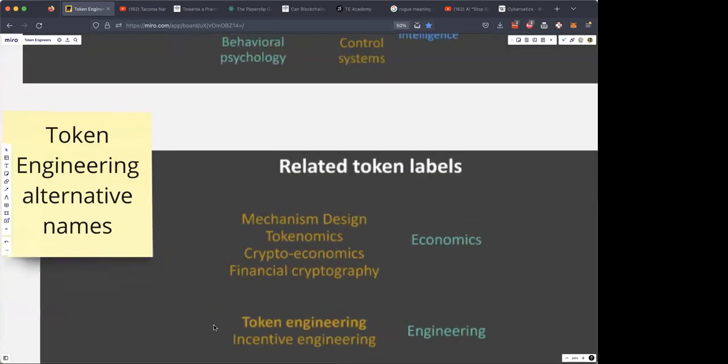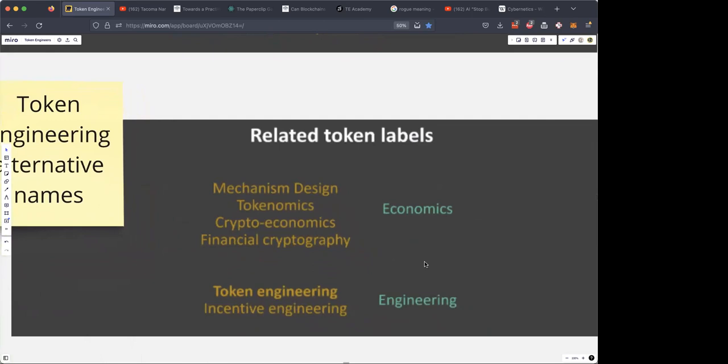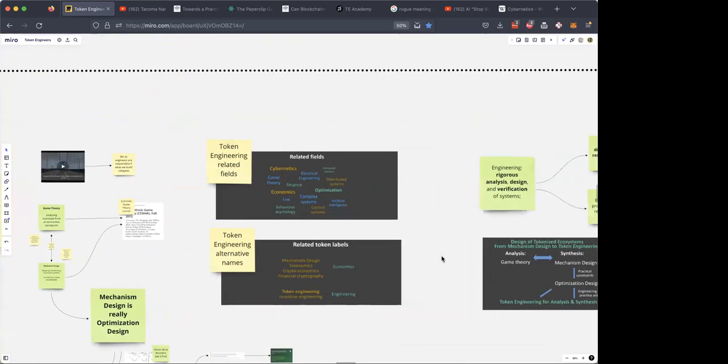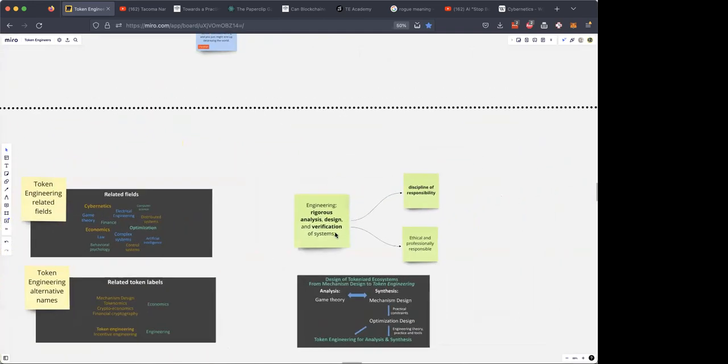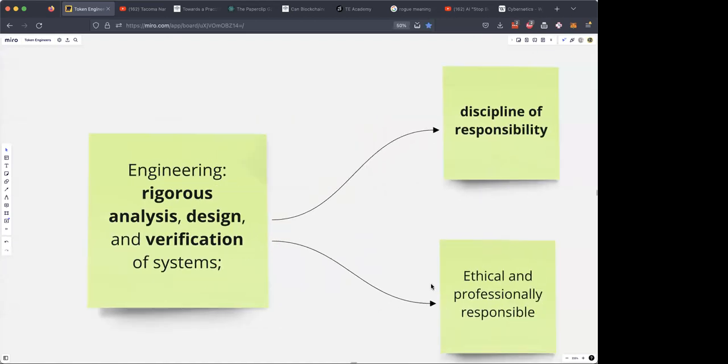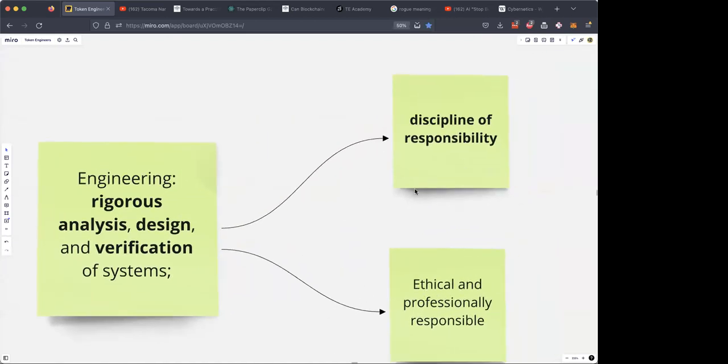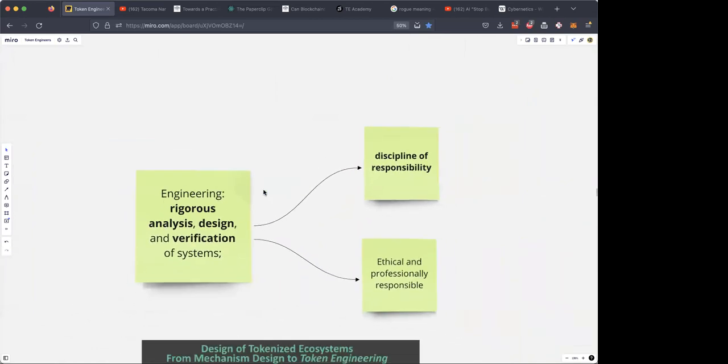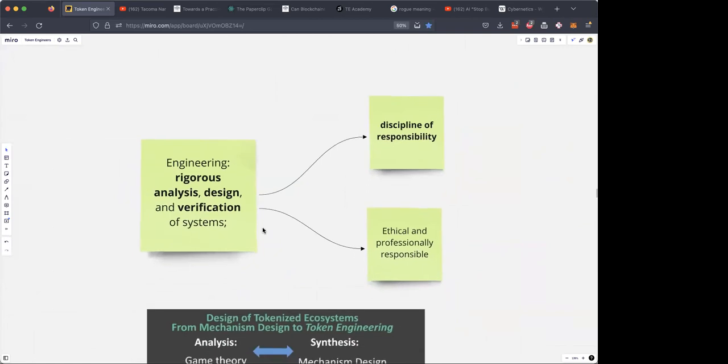And he suggests some alternative names here as well. But I think the important bit is it's called engineering because it's rigorous analysis, design, and verification of systems. And coming back to that video, it's about ethical and professional responsibility. He's trying to establish that if this is an engineering field, there's going to be that responsibility. If it's just economics, that responsibility is not really there.